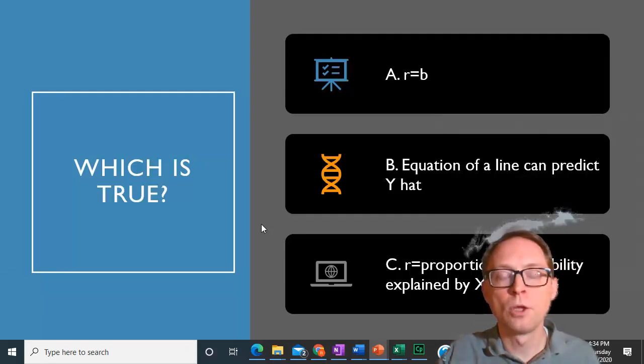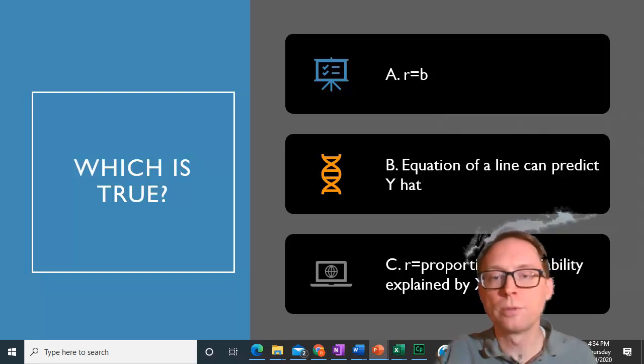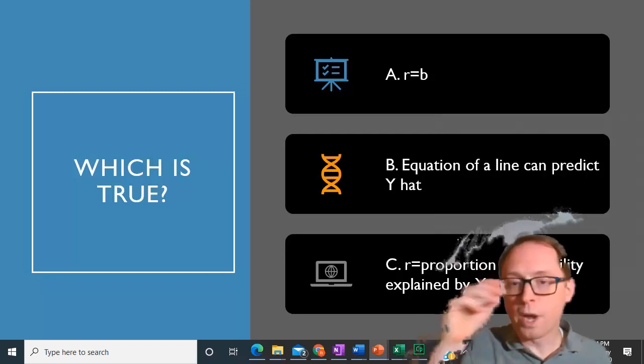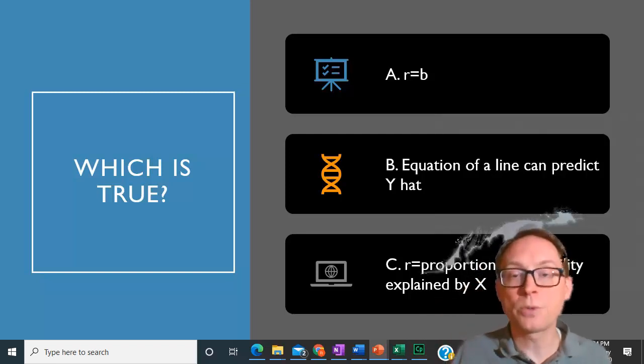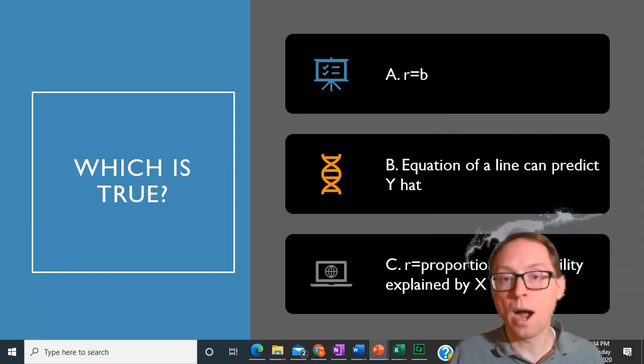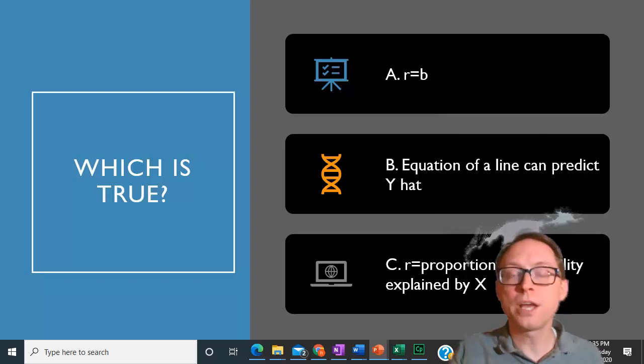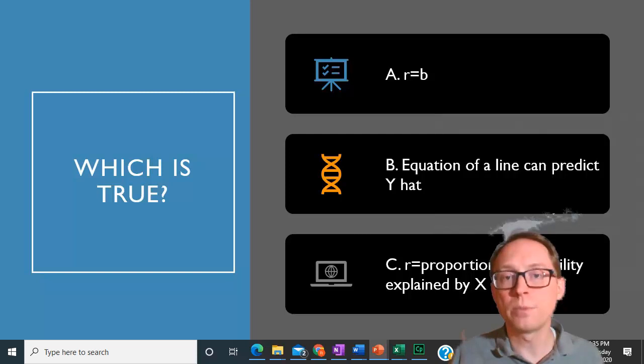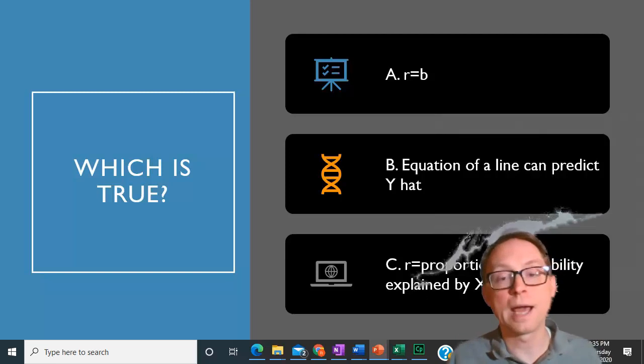Which of these is true? B is true. The equation of a line can predict y hat, right? We've been doing that all day today. The equation of a line can predict the value of y. R does not equal B. Those aren't the same because B is an unstandardized slope, that whole rise over run thing. R is not that. R is the relationship between those two variables. They are not the same thing. And then C down there: R squared is the proportion of variability explained by X. R squared is that, but not R by itself. Okay?